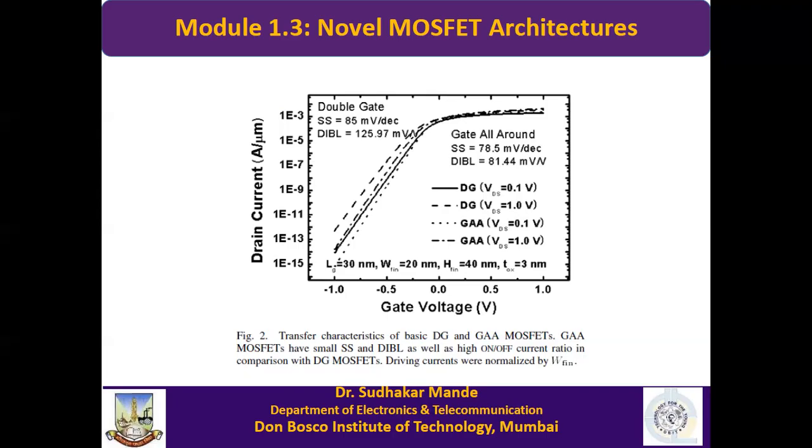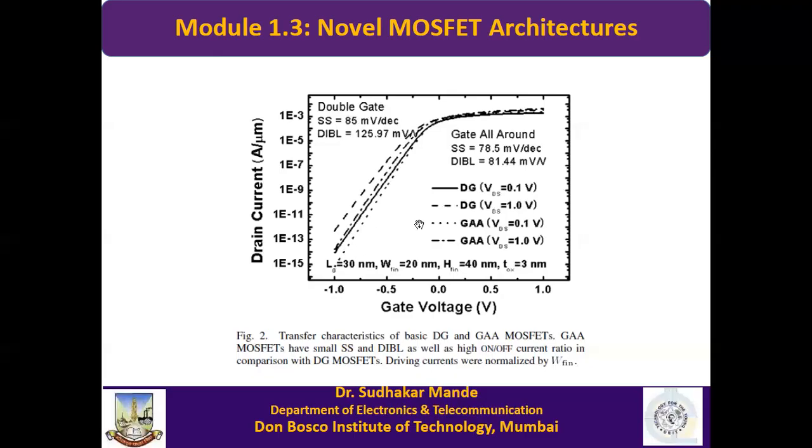But we are talking about the control here. Now see here, on the x-axis there is gate voltage, and on the y-axis there is drain current. The dotted portion, not dotted, but the continuous line, this one. You can see here, this is a continuous line, and this line is the gate all around MOSFET.